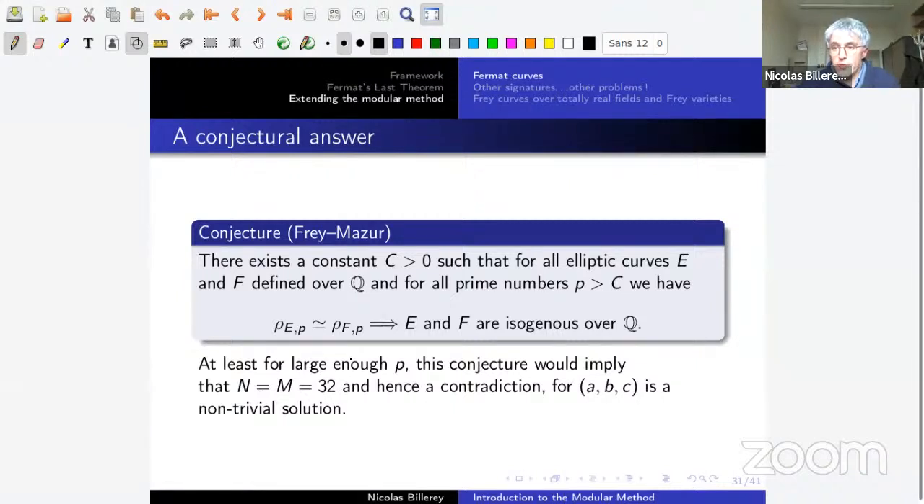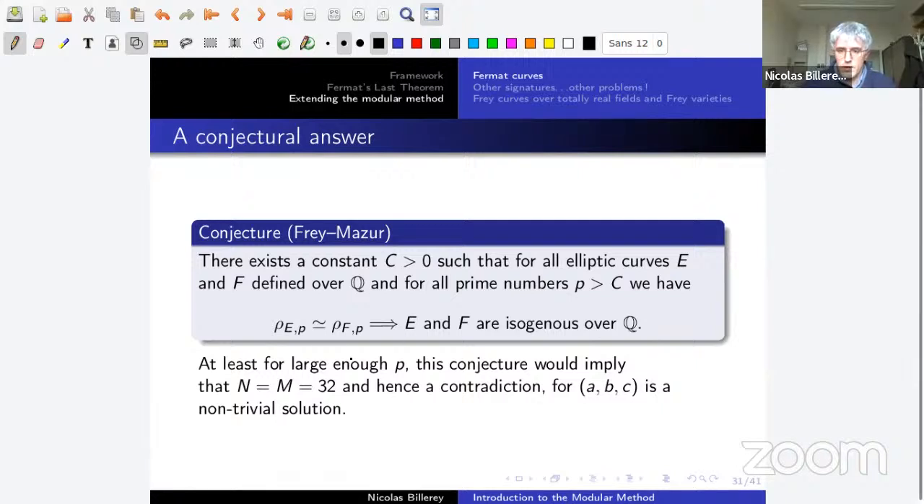It's completely open. Even if you fix one curve, an elliptic curve E, and you would like to show that for large enough prime, if you have an elliptic curve F which has the same mod p Galois module, so let's say the mod p representations are isomorphic, then they are isogenous. No, there's nothing known. It's completely open. Even if one of the curves is CM? Even if the curve is CM, no, nothing.